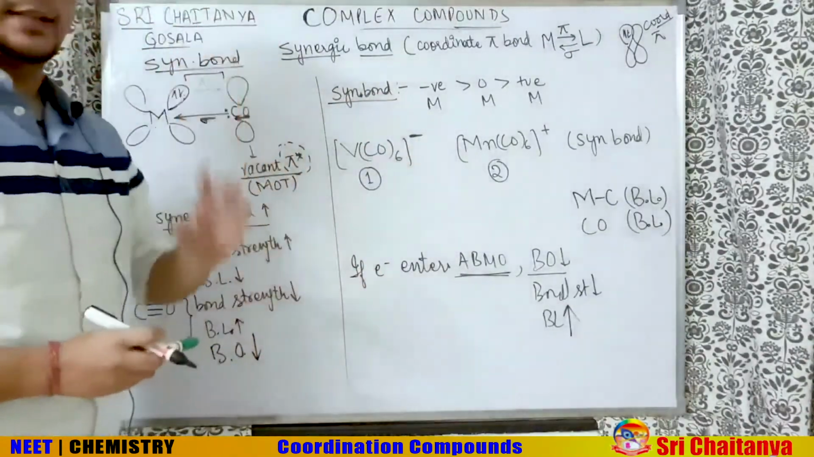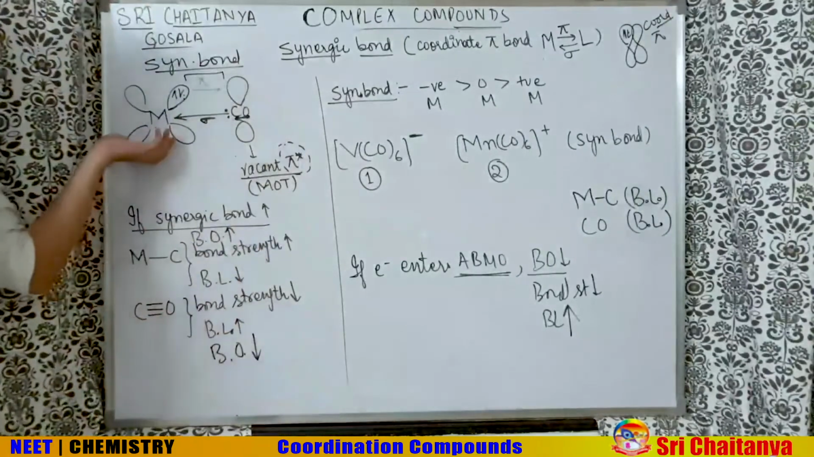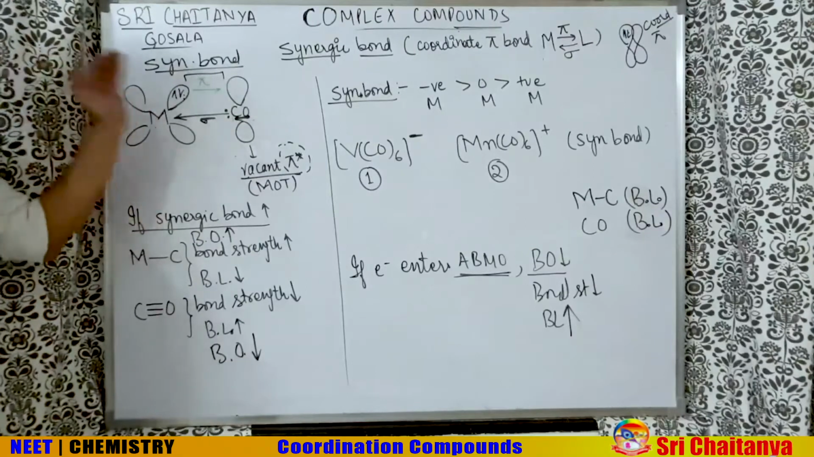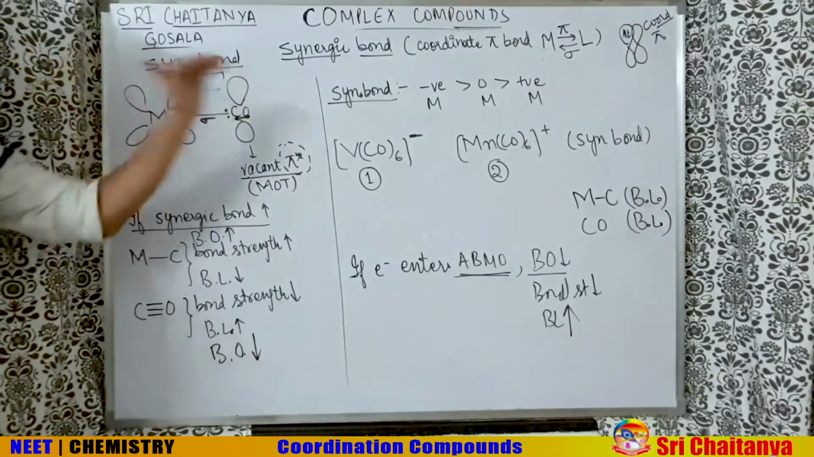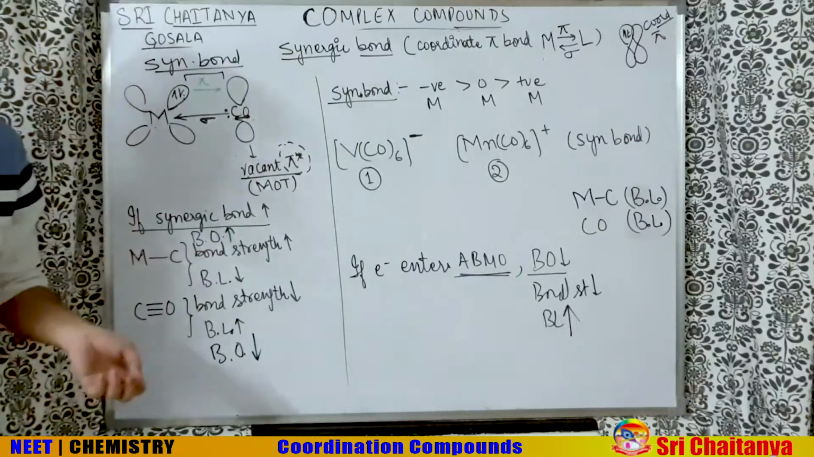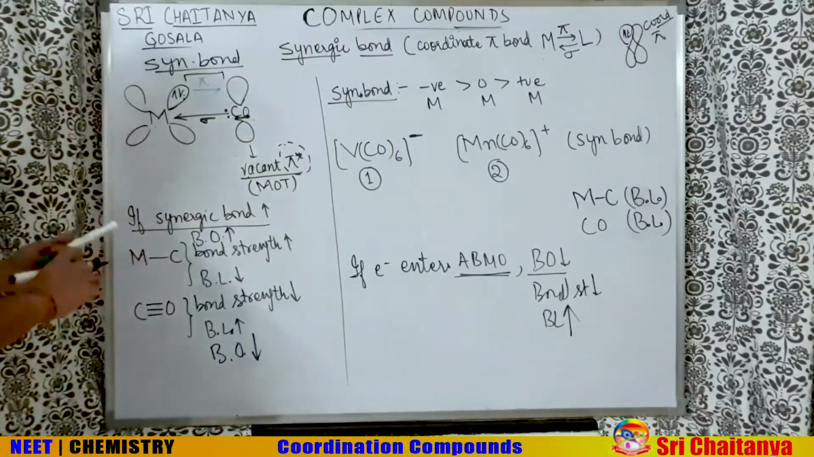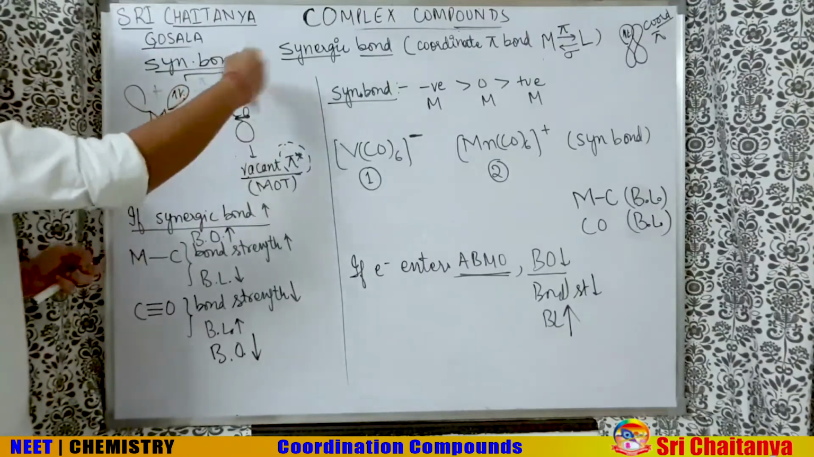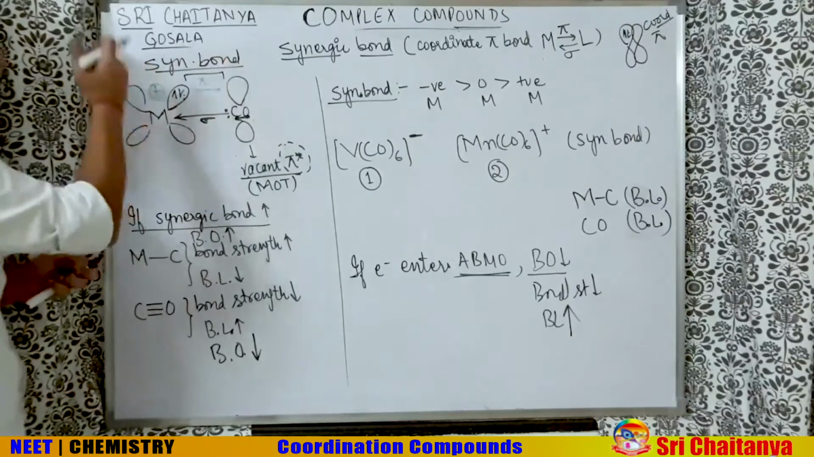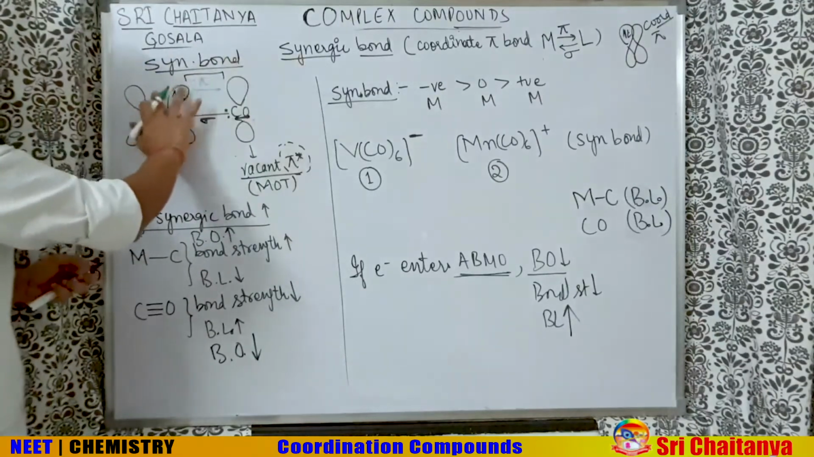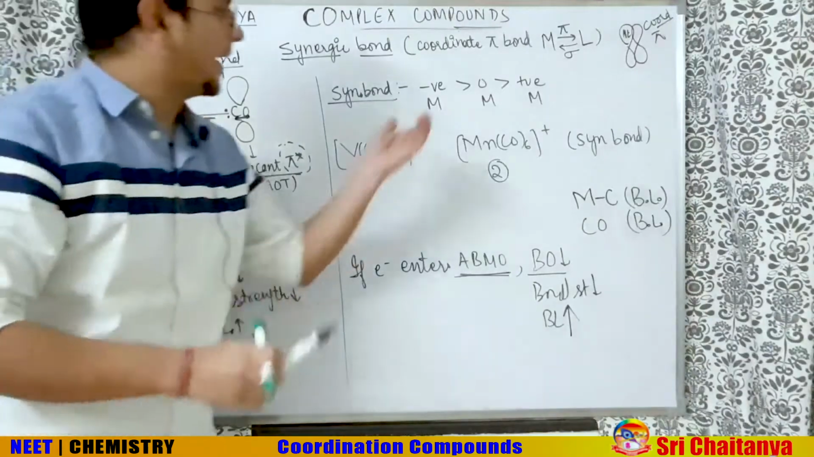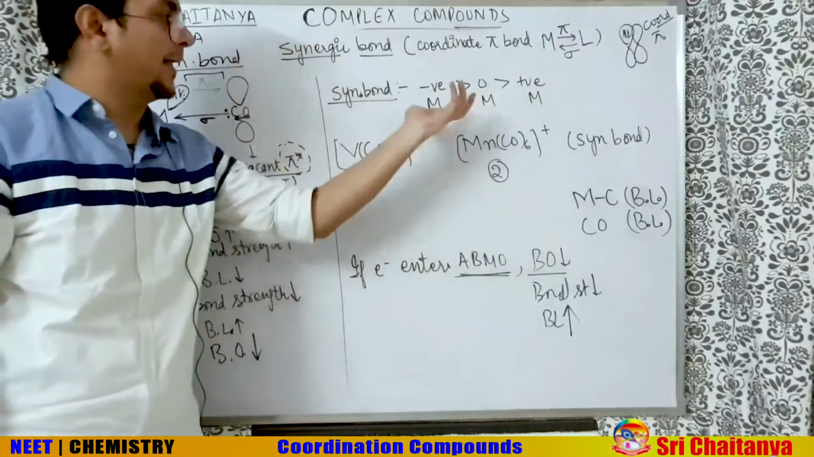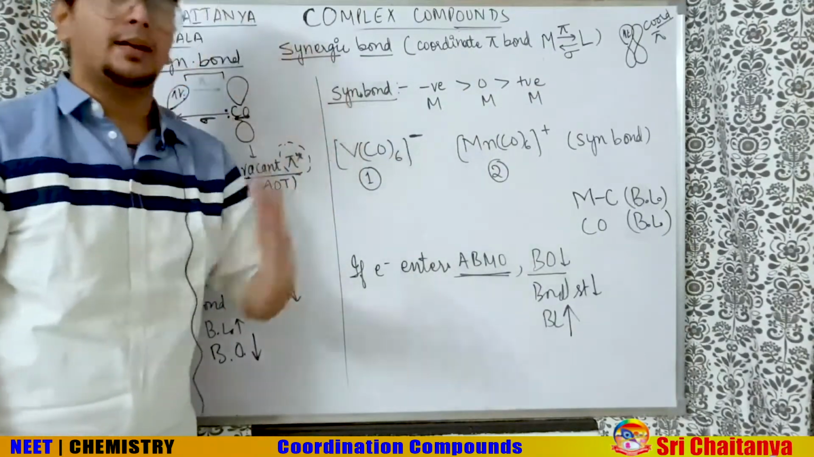Synergic bonding will be more in which case? Simple common sense here. Imagine this metal is having a negative charge. So if this metal has a negative charge, don't you think it will be able to give the electron better? Because negative charge is easily donated. If it is having a positive charge, imagine the metal has a positive charge, then rather than giving the electron, it will prefer taking the electron, because positive charge attracts the electron rather than giving it. So what do we understand as the shortcut? If the metal has a negative charge, synergic bonding will be more, because the metal will be a better electron donor. Negative charge means more electron density, better electron donor.